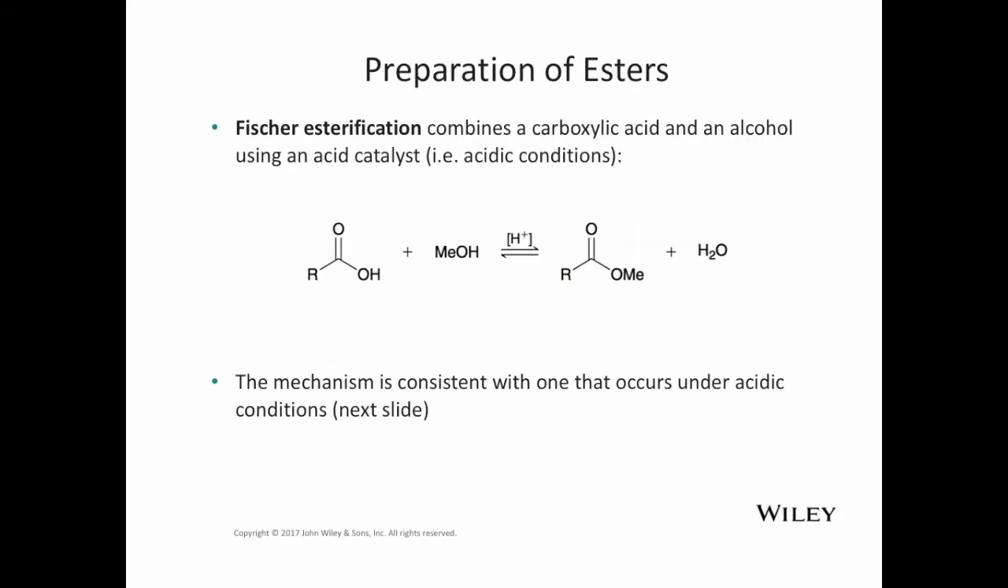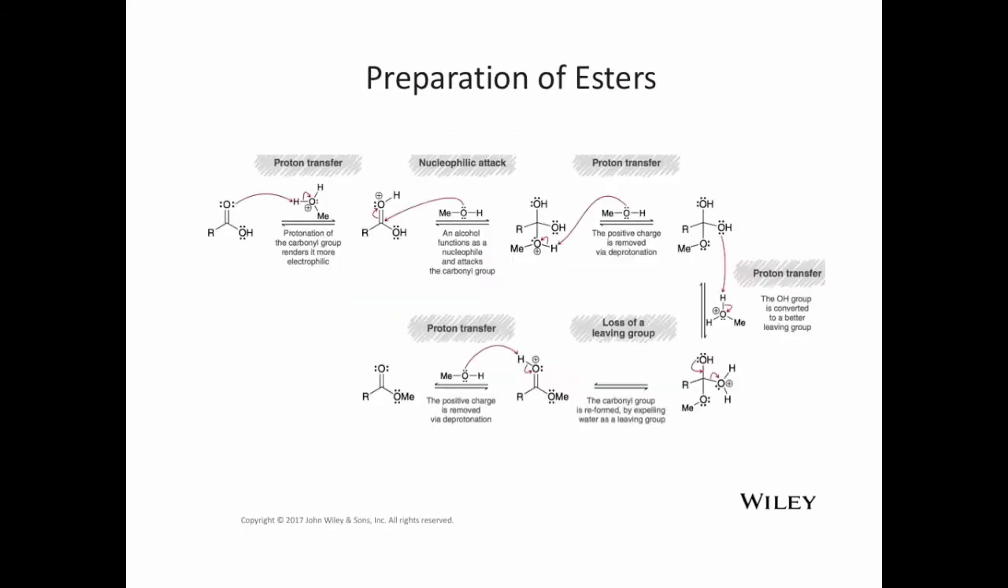There's also an acidic way of doing this called Fischer esterification, and with this you take a carboxylic acid and an alcohol in the presence of acid, and the group from the alcohol, the OR group, becomes the OR group of your ester. Here is the mechanism. Notice that there are lots of proton transfers in this mechanism: 1, 2, 3, 4 proton transfer steps, a nucleophilic attack step, and a loss of a leaving group step.